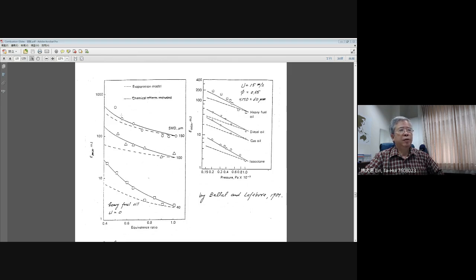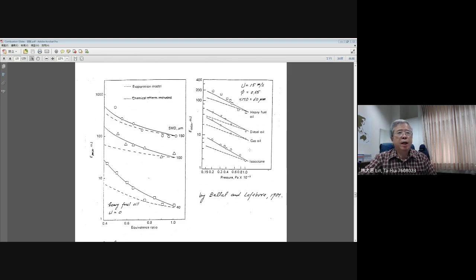Then you will find the experimental result is in good agreement with the theory. Okay. They tell you that as you reduce the equivalence ratio, you will have a higher minimum ignition energy. That means under very thin conditions, you cannot easily ignite your spray. You need to supply higher energy to initiate the ignition.